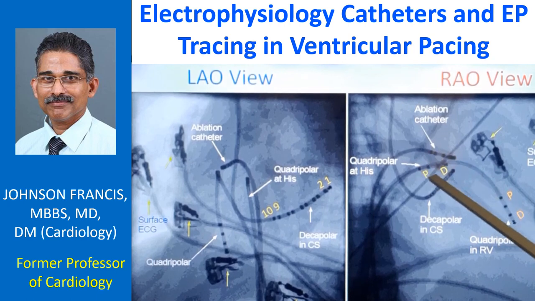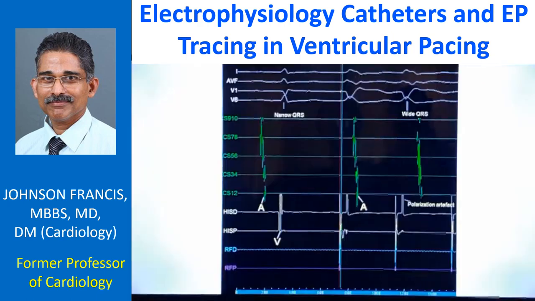Ablation catheter is different from the other types of catheters. The tip is bigger and has more surface area. 8 mm catheters, 4 mm catheters are all available. These are smaller. They are meant to record the intracardiac electrical activity, while this is meant for delivering high power, maybe 50 watts of radiofrequency current into the heart to produce a tiny burn to abolish the lesion. So this has to have a bigger surface area. That is the difference you can see. These are diagnostic catheters. This is an ablation catheter.